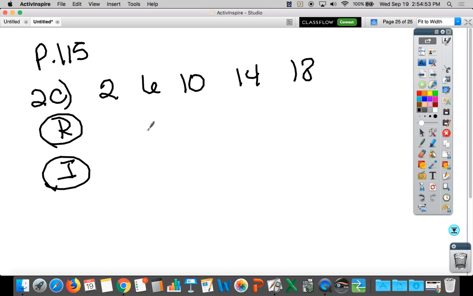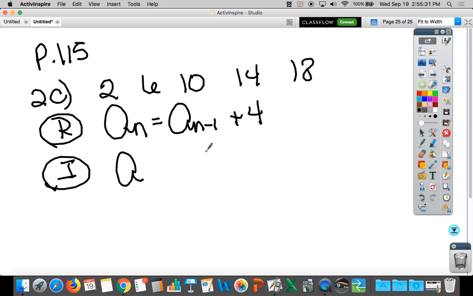So the recursive formula, what am I doing to this every time? Adding 4. So my recursive always starts with a sub n, and then I would write a sub n minus 1, the previous one, and then I do what? Plus 4. I'm taking your next number, your a sub 2, is your a sub 1 plus 4. That's it. Now we're going to write it as an inductive.